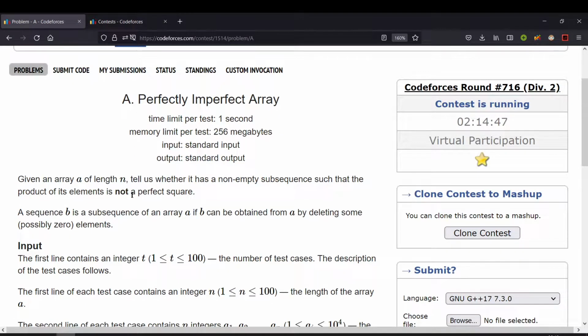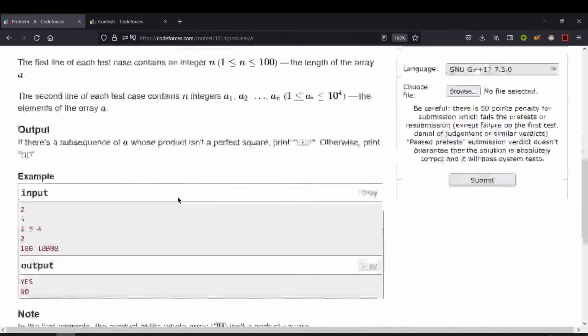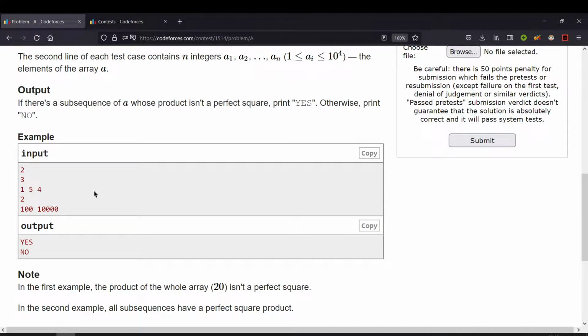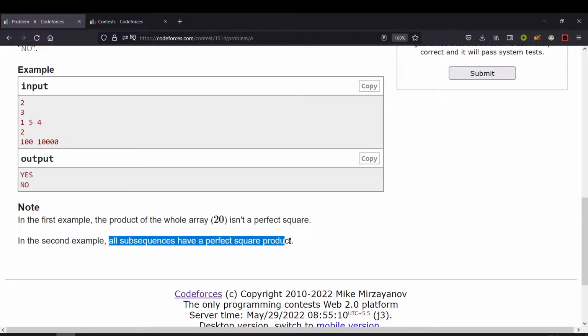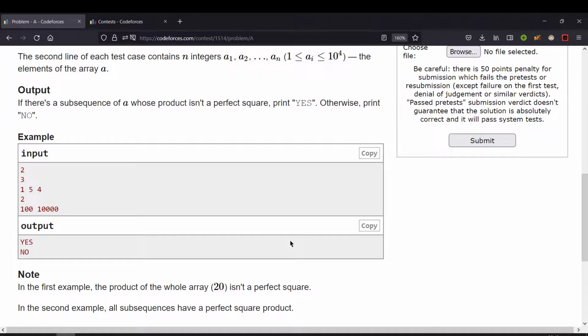Given an array A of length n, tell us whether it has a non-empty subsequence such that the product of its elements is not a perfect square. A sequence B is a subsequence of an array A if B can be... okay, yeah. The product of its elements is not a perfect square. Okay, so the product should not be a perfect square.